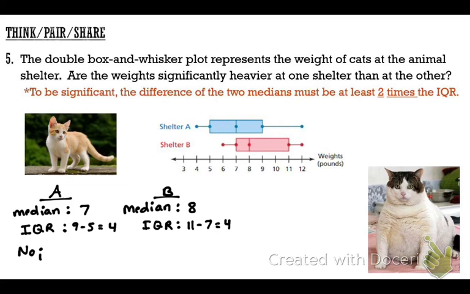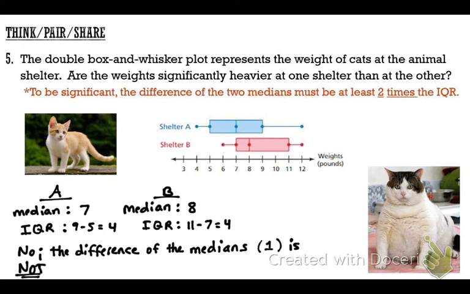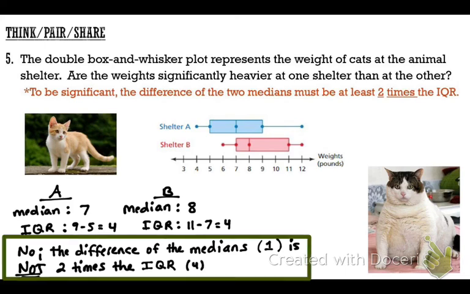What did we say that the difference of the medians was? Oh, wait, sorry. 1. It was only 1. Is 1 2 times the number 4? No. No, it's much smaller. So I want you to write this down. The difference of the medians, which was only, I'm going to put in parentheses, only 1, is not 2 times the IQR, which we found out was 4.